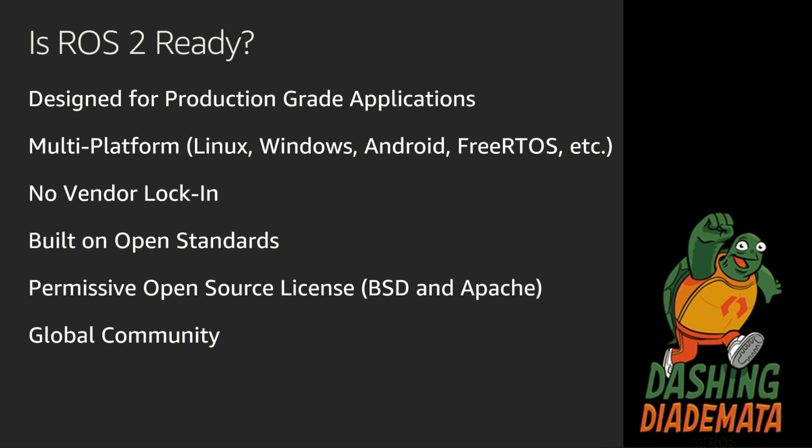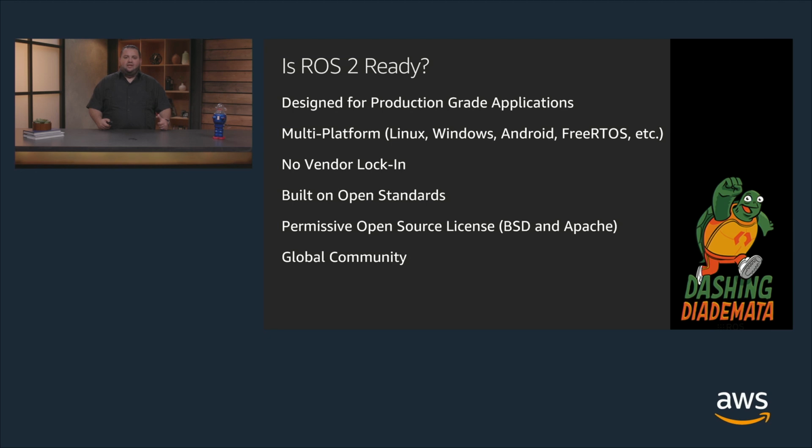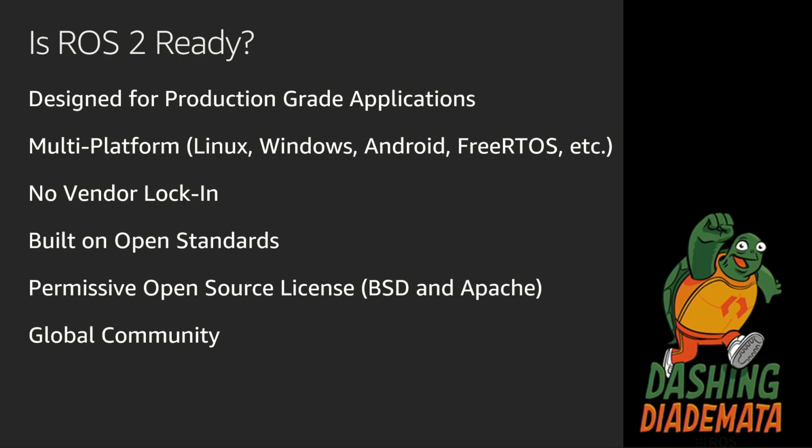Well, 2019 marked a special year for ROS2 development, in which the first long-term support version, ROS Dashing, was released. ROS2 is designed for production-grade applications, supports multi-platform development, there's no vendor lock-in, and is built on top of open source standards. The permissive open source licenses allow for commercial development and commercial products, and there's a thriving global community of developers and maintainers building on top of it.